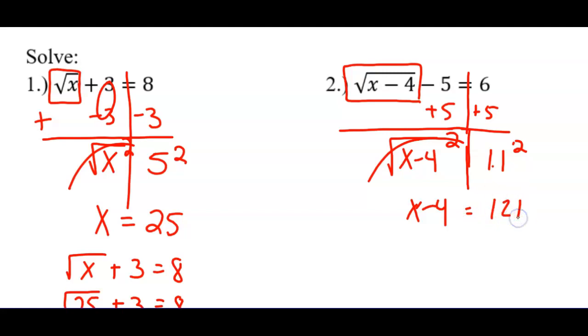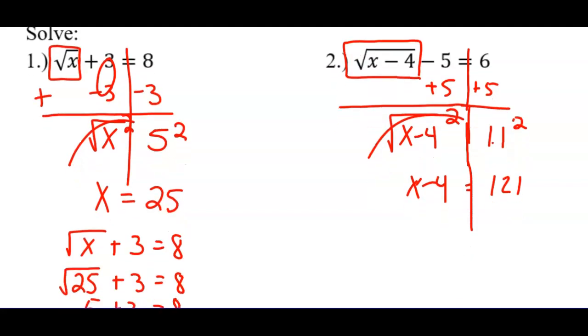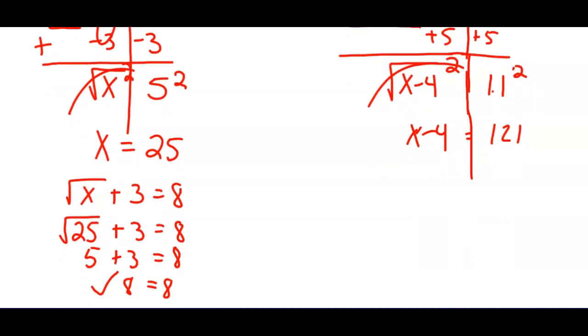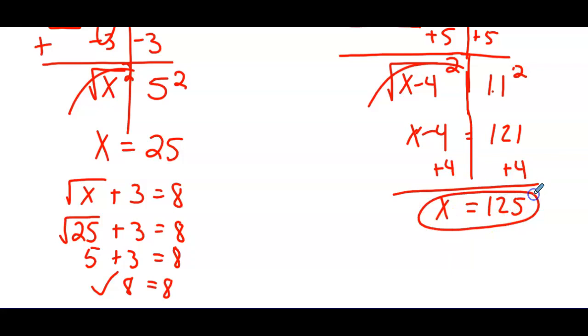121. Now, I'm not done yet because x isn't by itself, so I have to keep going. What am I going to do to get my x by itself? Add 4 to both sides. x equals 125. That's your answer. Good? Good. Now, look at this next example.